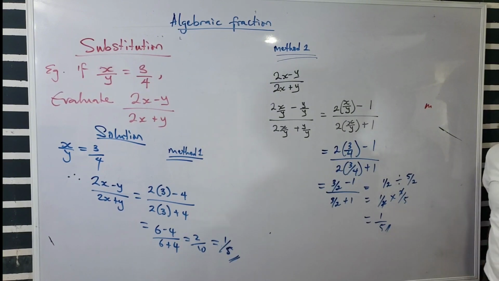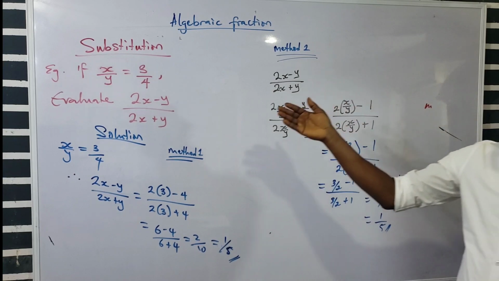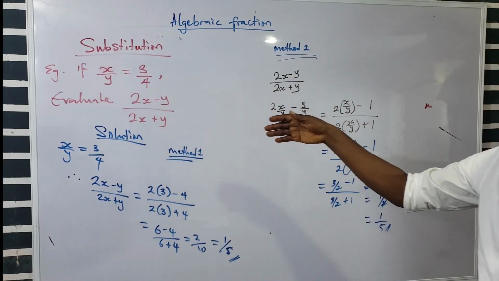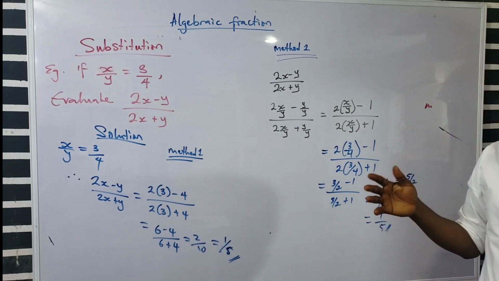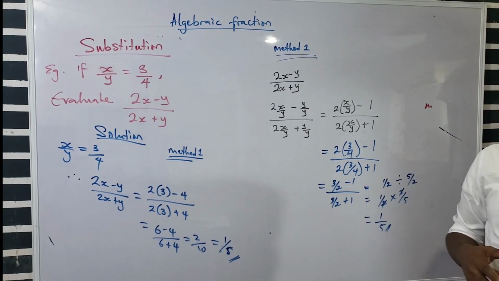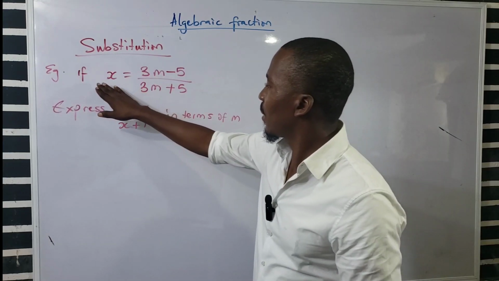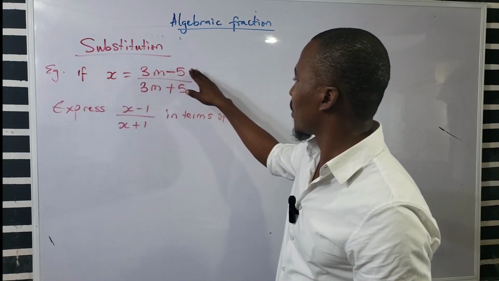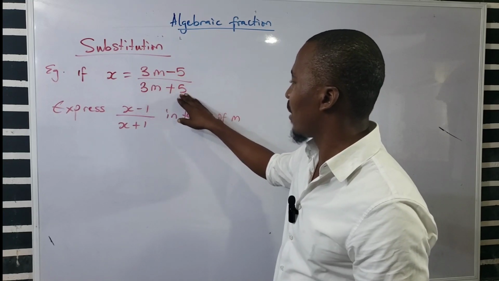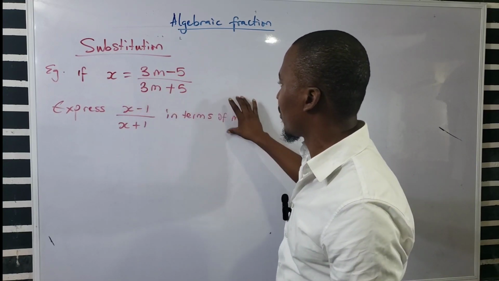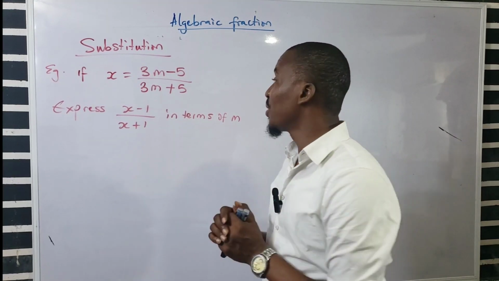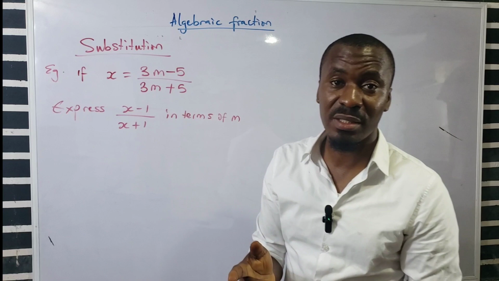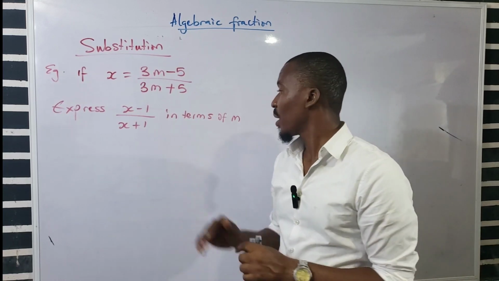Okay, so let us solve the second kind of problem that we normally have under substitution. We have x equals 3m minus 5 all over 3m plus 5, and you are asked to express this in terms of m. What are you going to do? It's very simple, okay? But you need to be careful. Make use of brackets where needed.